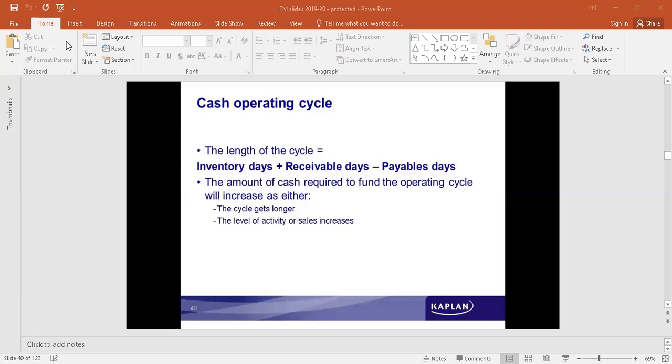The amount of cash required to fund the operating cycle will increase as either the cycle gets longer, or the level of activity of sales increases. When more sales happen, more is the activity, that is, a lot of material has to be purchased, then it has to be converted into finished goods, and finished goods are sold. So as the number of units sold increases, more inventory has to be purchased, more activity has to happen. So then also we see that the working capital increases. These are the situations.